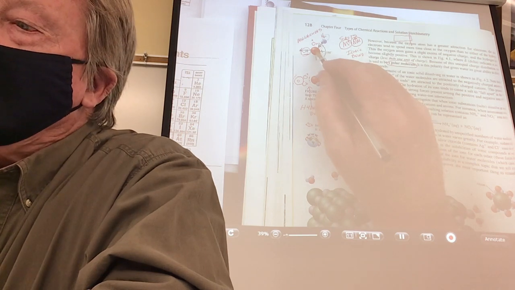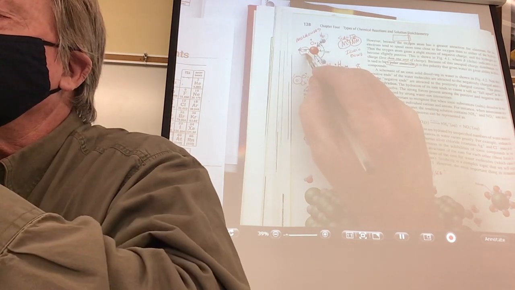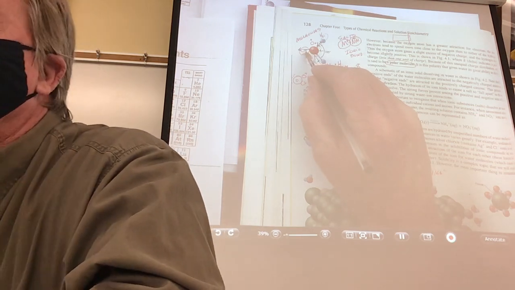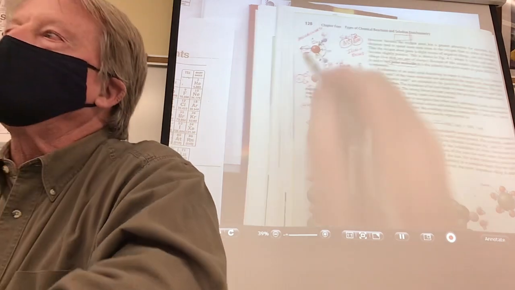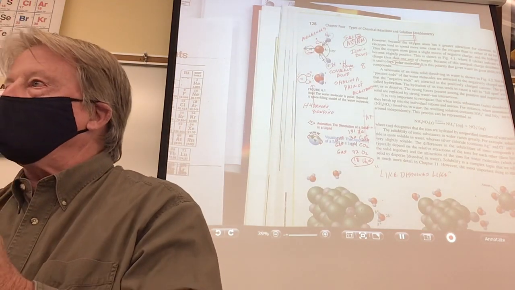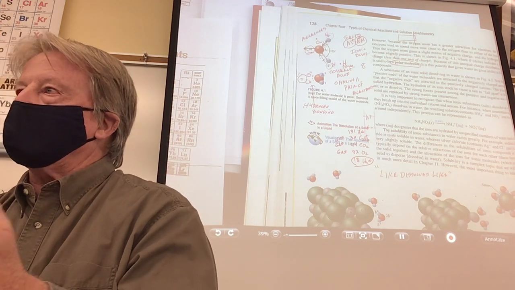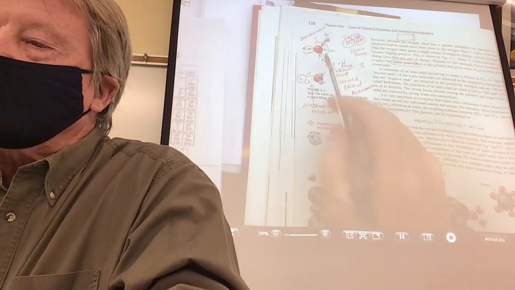And so we see this little funny symbol. Do you see where it says this little weird symbol? That means partial. It's a partial negative charge. Everybody see that? Now, it's not a full negative charge. It's a partial negative charge. You get it? You couldn't say -1, but it's a partial negative charge.